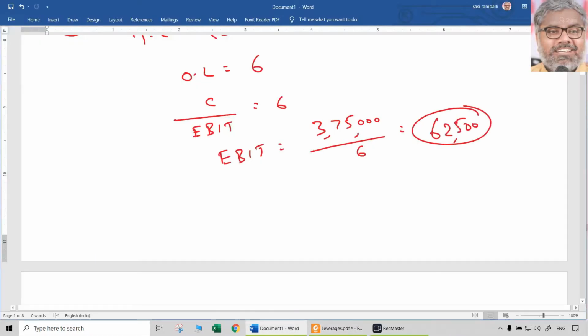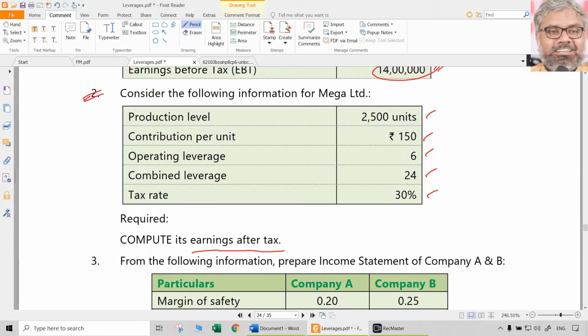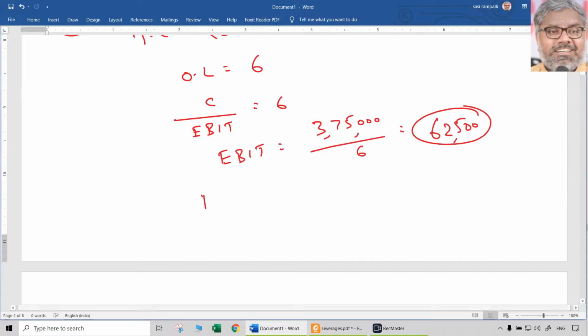Then we don't know financial leverage directly, but we can find it out. Why? How? Degree of combined leverage is equal to degree of operating leverage multiplied with financial leverage. That is equal to 24. If operating leverage is 6, naturally, how much will be financial leverage? 4. So financial leverage is 4. Degree of financial leverage is 4.